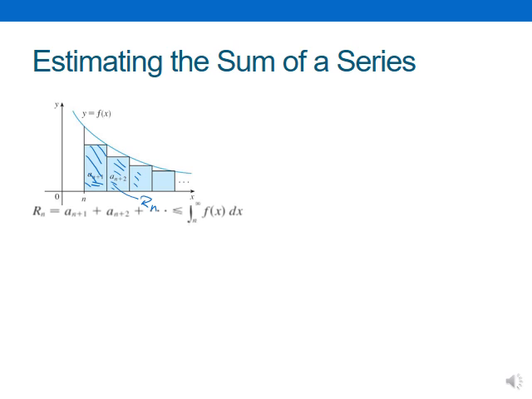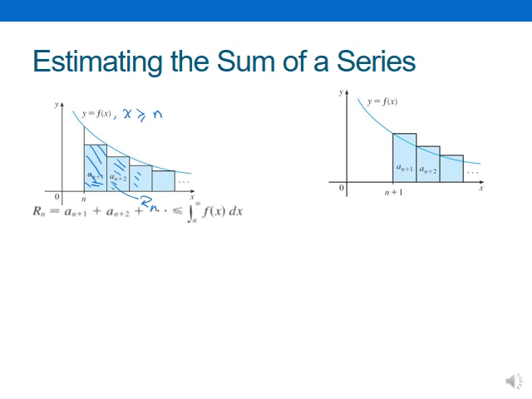Well, what is the relation between these rectangles and the area under the graph from n, for values of x greater than or equal to n? Actually they are less. So we'll arrive at this inequality that the remainder term is less than the area under the graph of f of x from n to infinity.